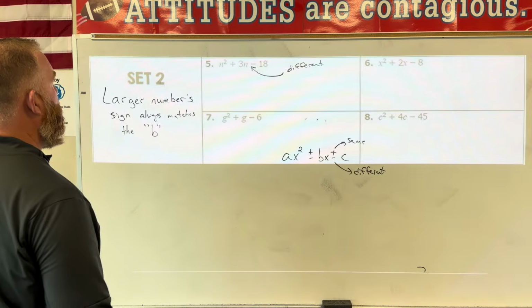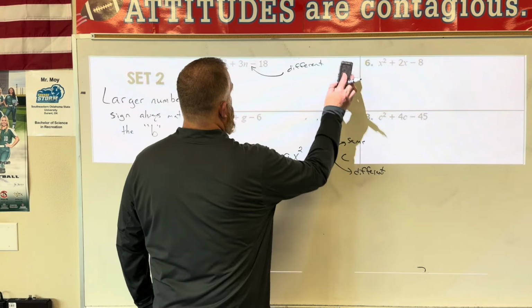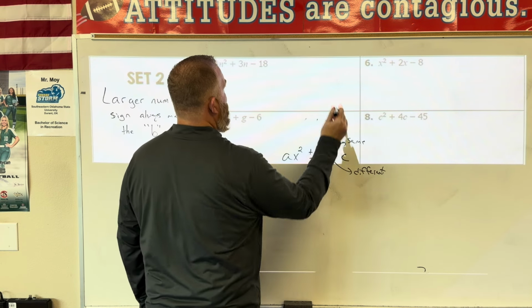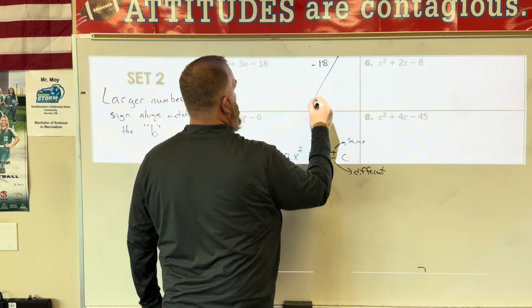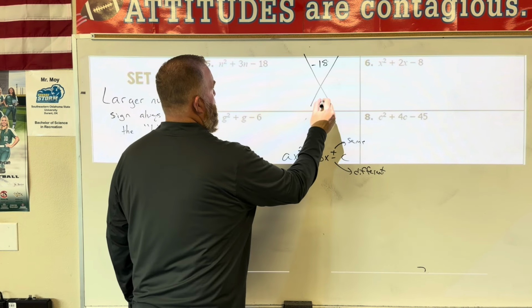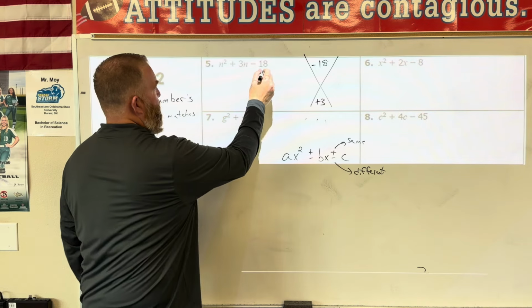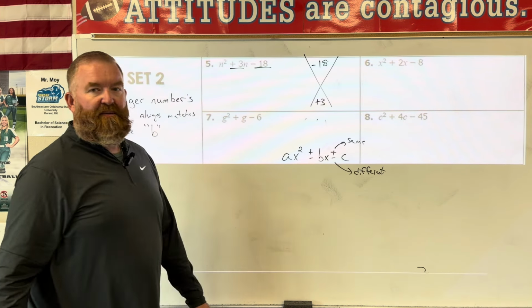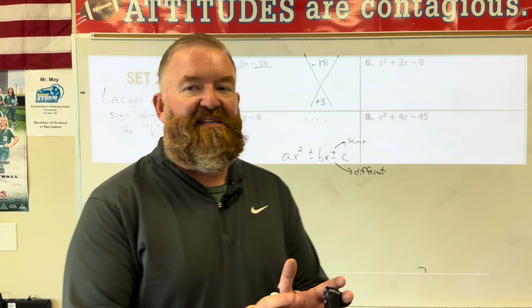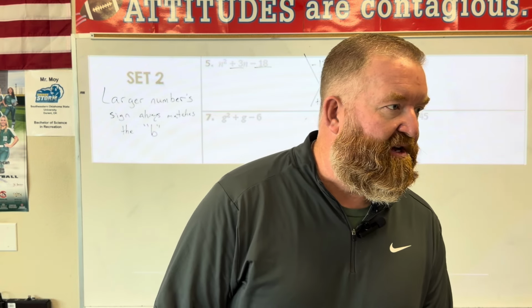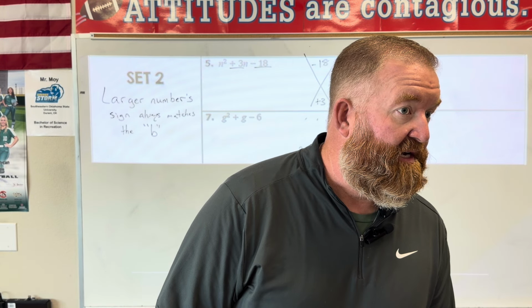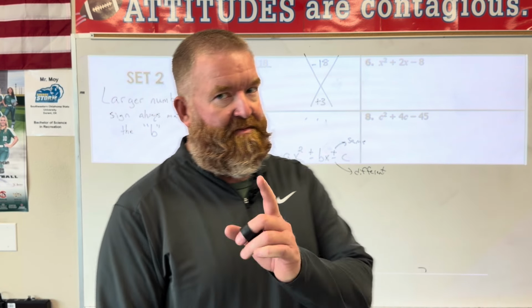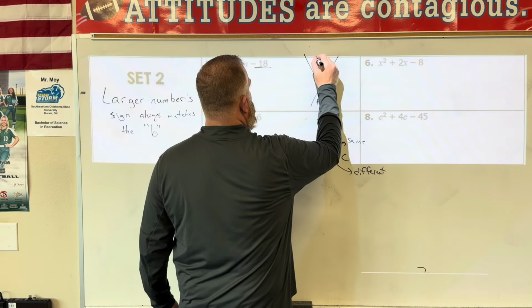All right, here we go. So don't overthink this. I got negative 18, but I have a positive 3 in the middle. So negative 18, but they need to add up to be positive 3. The negative 18 means, are they going to be the same or different? It's a negative, so they're going to be different. So these are going to be different signs, okay?